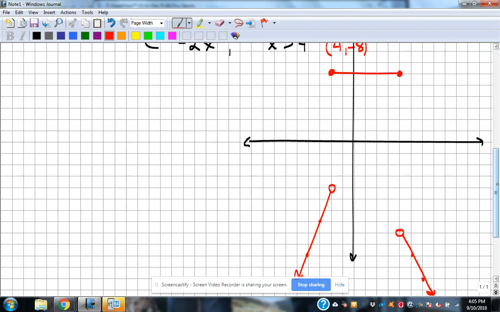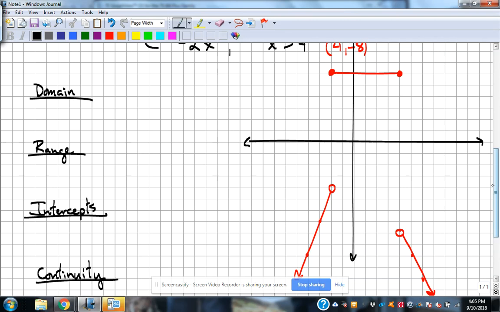Okay. Now, we're going to answer some questions about this one. We're going to tell the domain of the whole function and get the range of the whole function. We're going to get the intercepts for that function. And then we're going to talk about this thing called continuity.